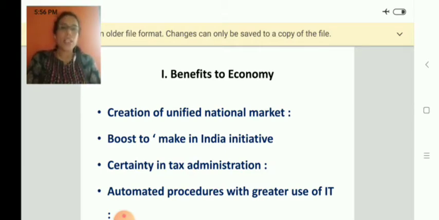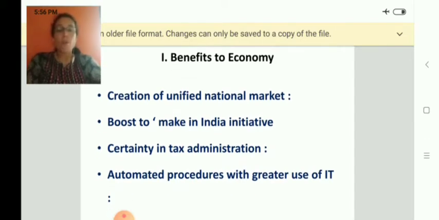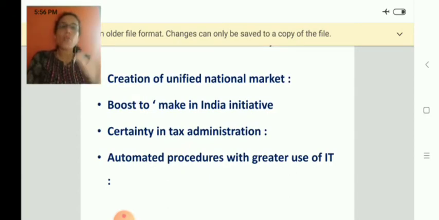The second one is boost to Make in India initiative. GST provisions, GST rules and supportive policies of the government always support Make in India initiatives, so that it will create more and more entrepreneurs, so that it creates employment opportunities too.